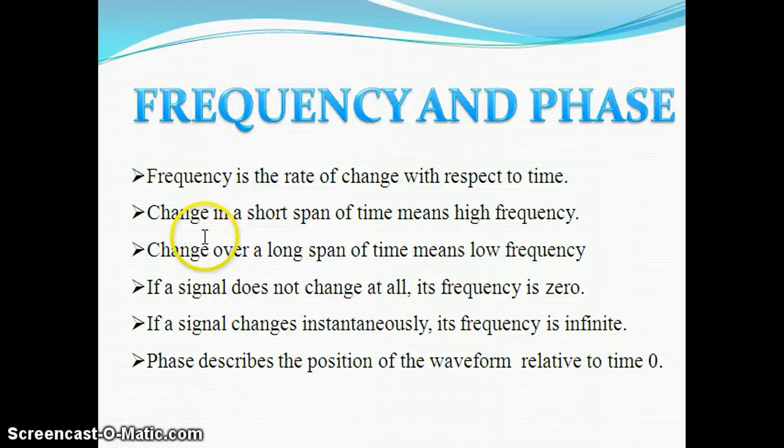When a signal has a short span of time, it is called high frequency. But when a signal has a long span of time, it is called a low frequency signal. Similarly, if a signal does not change at all, its frequency is zero. If a signal is instantaneously varying, it has infinite frequency. The phase describes the position of the waveform relative to time.